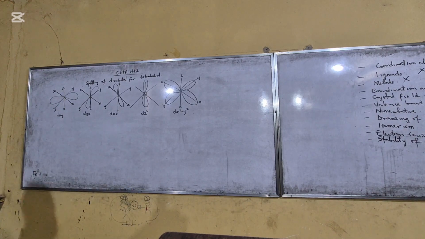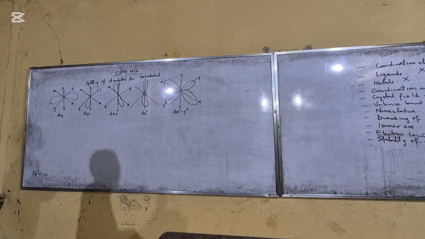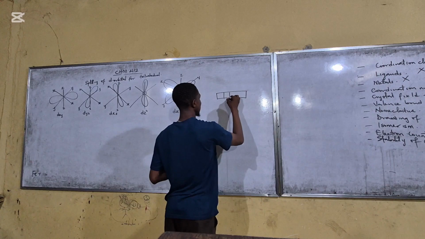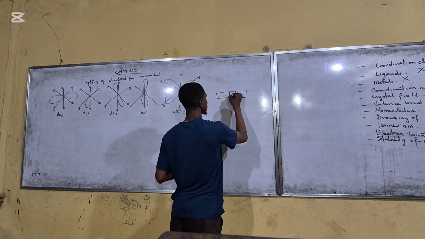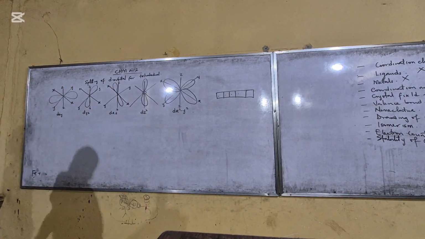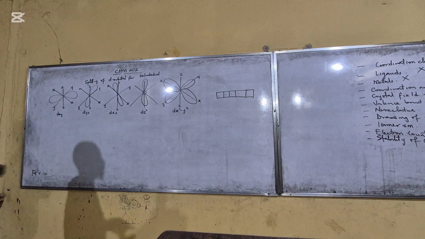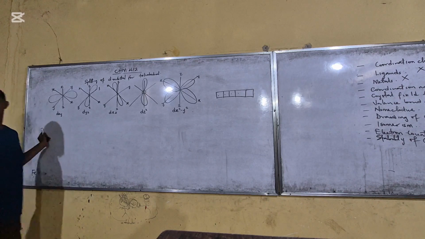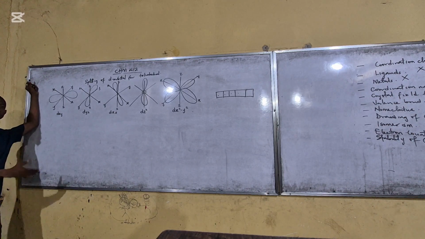So how many d orbitals do we have? We usually have 5 d orbitals, and that's why we draw two boxes like this, round like this. 1, 2, 3, 4, 5. To us, we see them as just on paper like this. But this is actually how they are arranged in space.